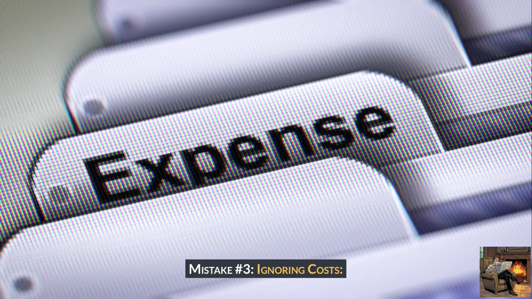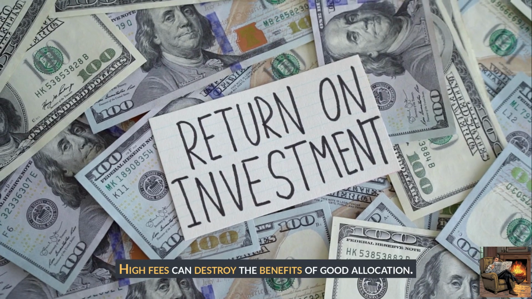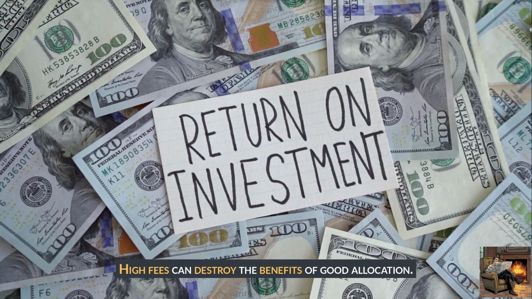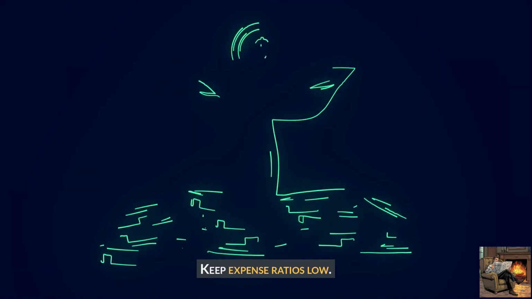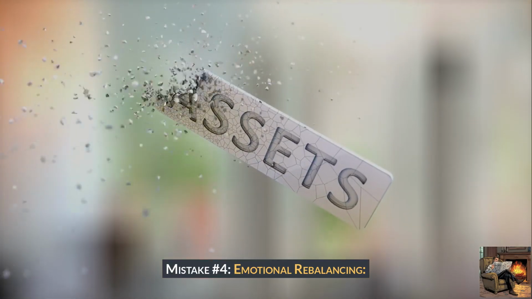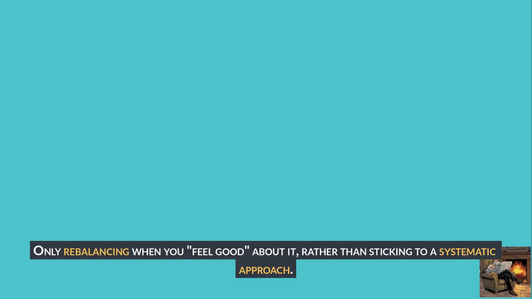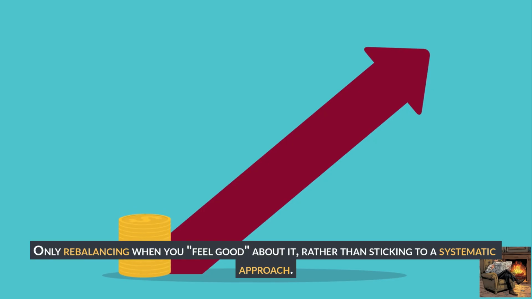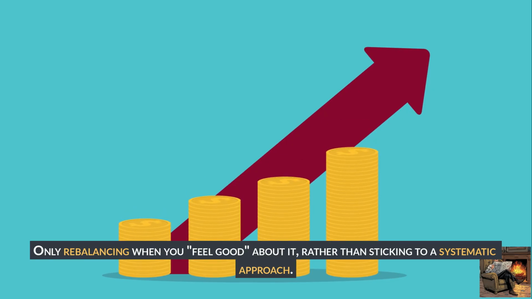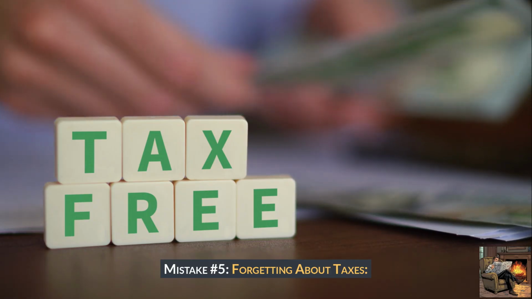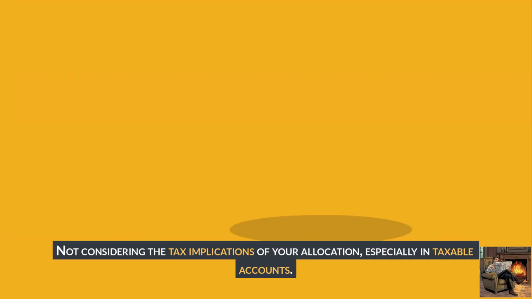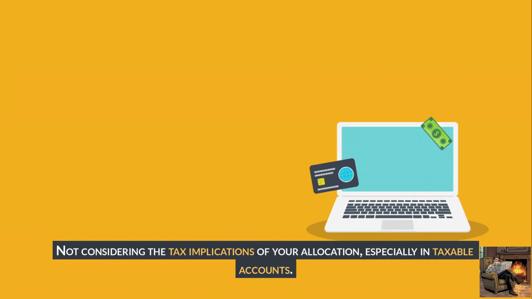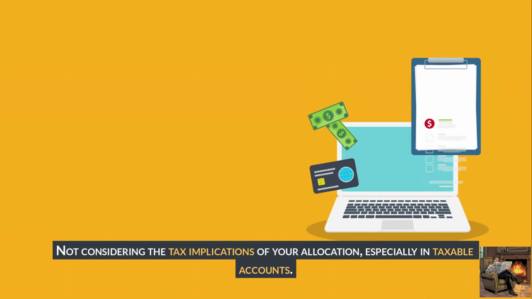Mistake number 3. Ignoring costs. High fees can destroy the benefits of good allocation. Keep expense ratios low. Mistake number 4. Emotional rebalancing. Only rebalancing when you feel good about it, rather than sticking to a systematic approach. Mistake number 5. Forgetting about taxes. Not considering the tax implications of your allocation, especially in taxable accounts.